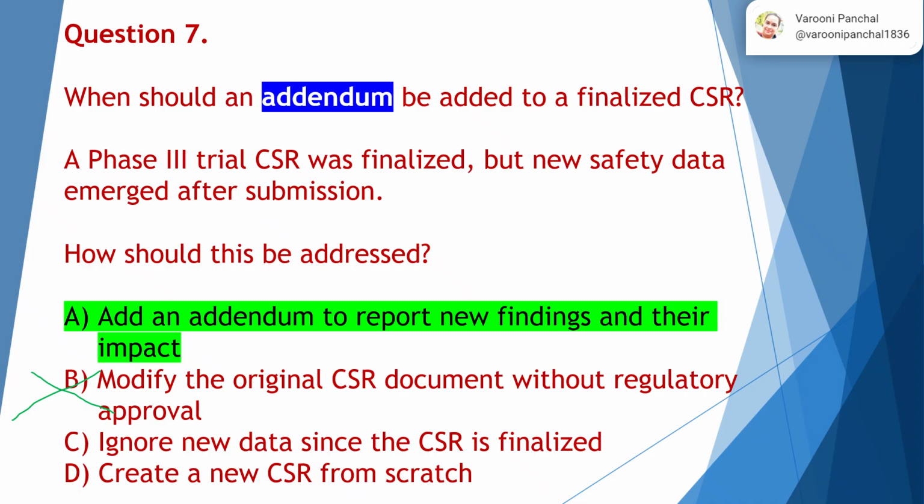Option C says ignore new data since the CSR is finalized. No, you cannot ignore the new data because that new data is a new request, or say for example an ad hoc or some addition kind of request has come once the CSR is finalized, right? Even though the CSR is finalized, you will still see in some studies or in some companies there will be an extra work. So that addendum is nothing but your extra work or the addition after finalizing or after completing the study.